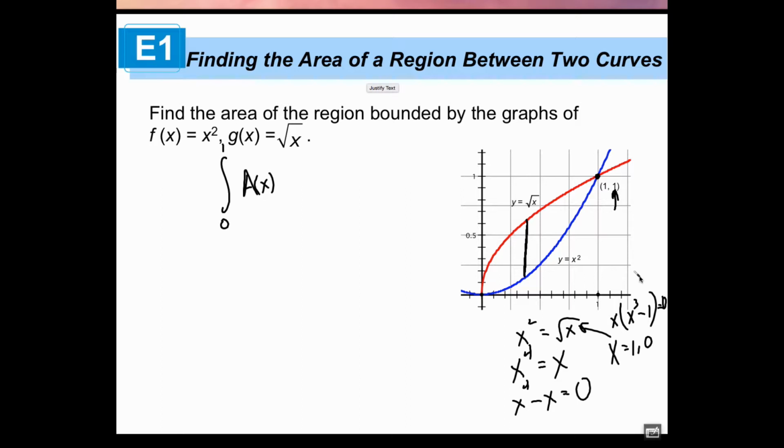What's the height of that rectangle? g of x minus f of x. Correct. Which would be? Square root of x minus x squared. Good. Top minus bottom, square root of x minus x squared. That's the height of the rectangle.